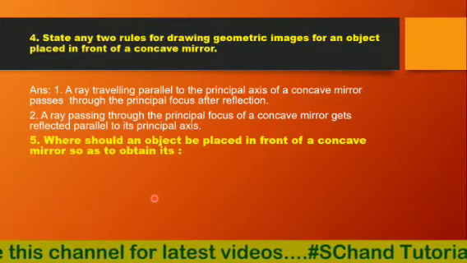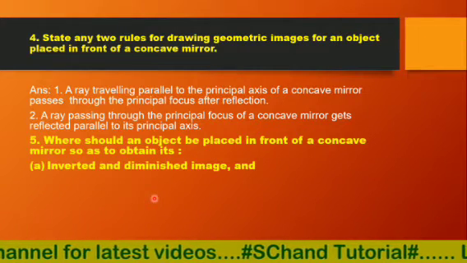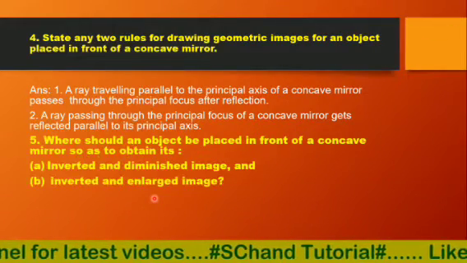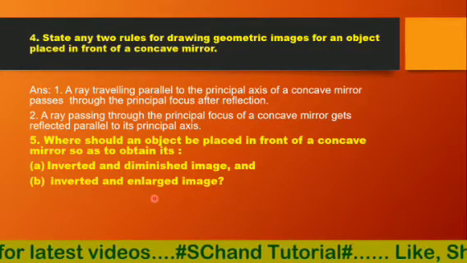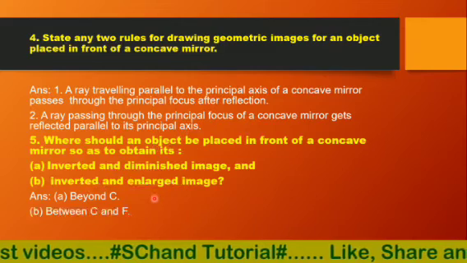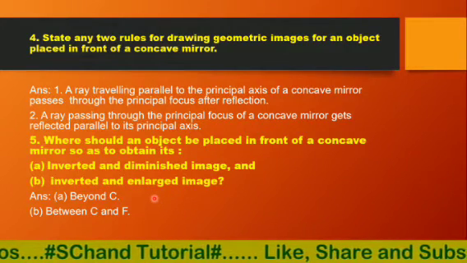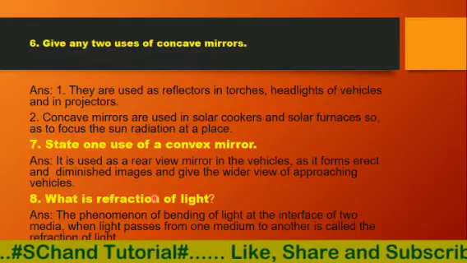Fifth, where should an object be placed in front of the concave mirror so as to obtain its inverted and diminished image, and inverted and enlarged image? So A part, it should be placed beyond C, and the B part, inverted and enlarged image, it should be placed between C and F, between center of curvature and focus.